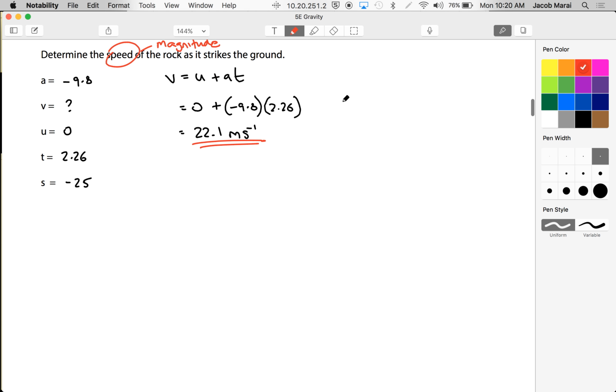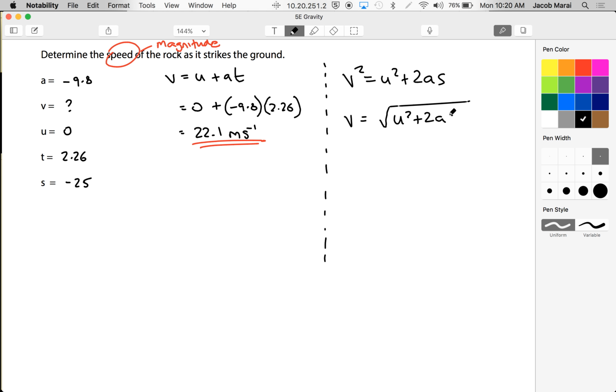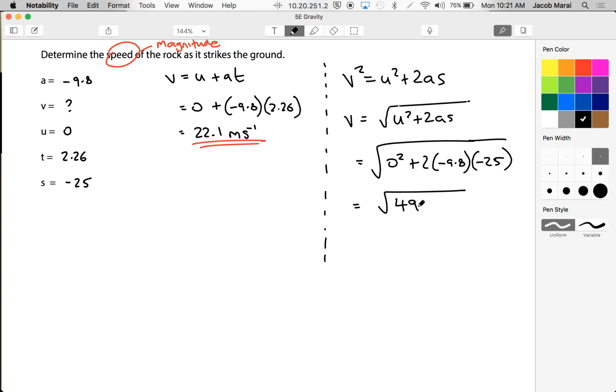Now, because you kids are smart, I just want to show you that you can use V squared equals U squared plus 2AS. You can solve V equals the square root of U squared plus 2AS. You can do this. There's a bit more to it. What do we get here? The square root of 490. So positive. What's the square root of 490? That's right, everyone, it's 22.1.